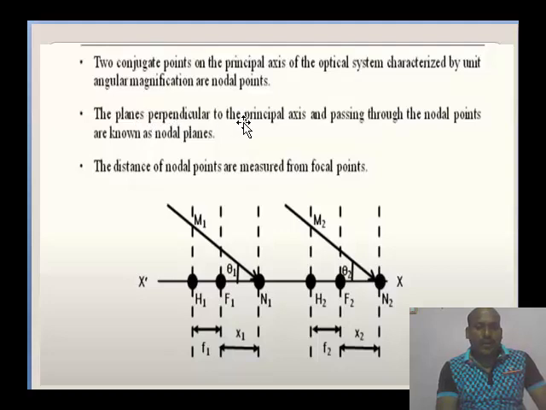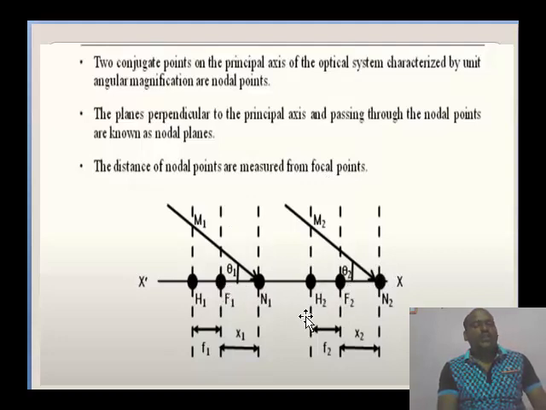A plane perpendicular to the principal axis and passing through the nodal points is known as a nodal plane. For example, we draw the perpendicular line at the first nodal point, that is the first nodal plane, and if you draw the perpendicular line on the principal axis to meet the second nodal point, that is the second nodal plane. So these are both nodal planes. The distances of the nodal points are measured from the focal points, F1 and F2.